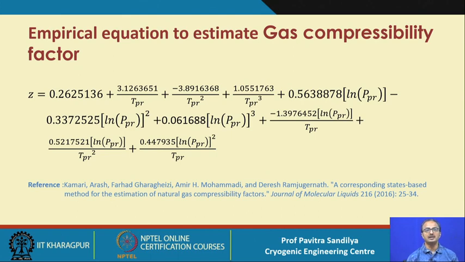Now here we show a typical expression. This is an expression from experimental data. It's an empirical correlation, and you can see the complexity of the equation. It is very complex. It is given in terms of the pseudo reduced temperature, pseudo reduced pressure, and the logarithm, and there are so many coefficients involved in these equations. This particular equation has been obtained by considering the experimental data.